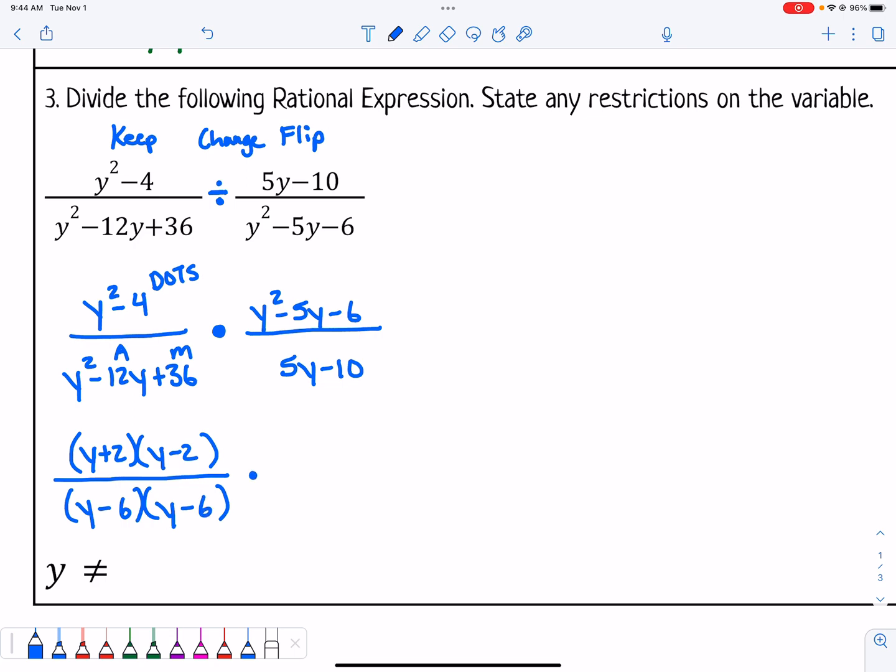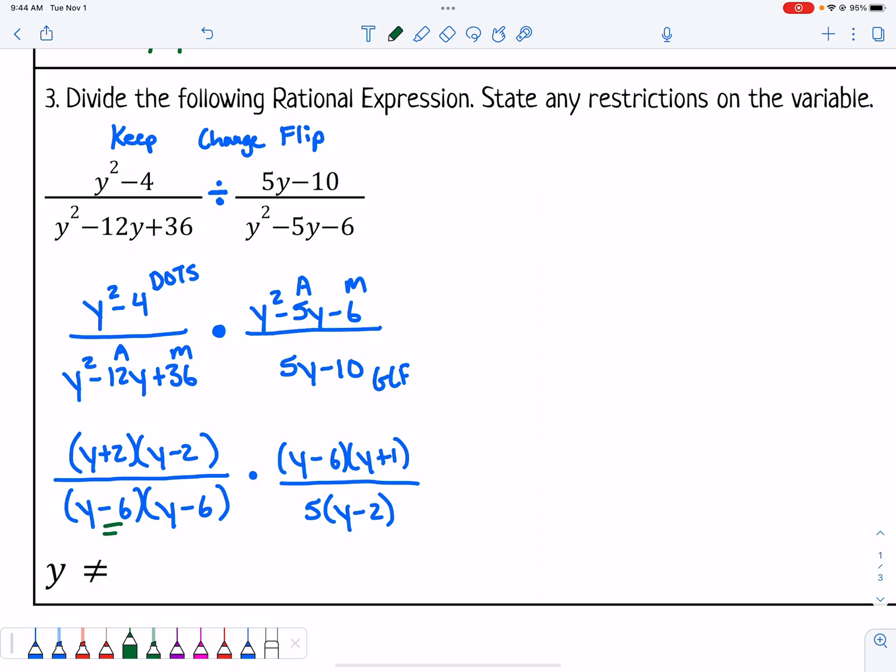And then I have another trinomial where I have to multiply to get negative 6 and add to get negative 5. So that would be y minus 6 and y plus 1. And then in the denominator, I just have a greatest common factor I could take out, which would be 5, and I'm left with y minus 2. All right, so I've got everything factored out. I'm going to state the restrictions. So I see y cannot equal 6 for either one of those. I just have to list it once, and it can also not equal 2.